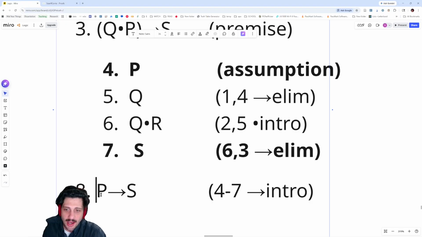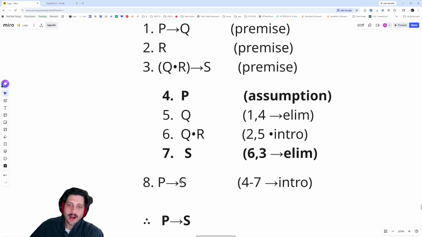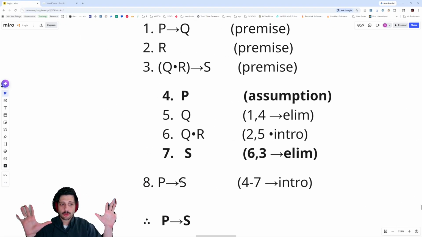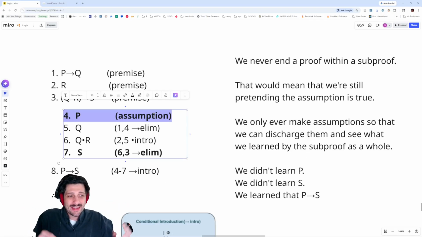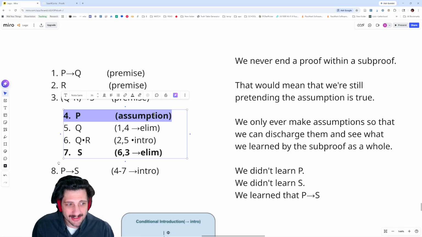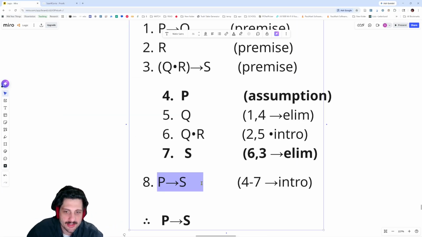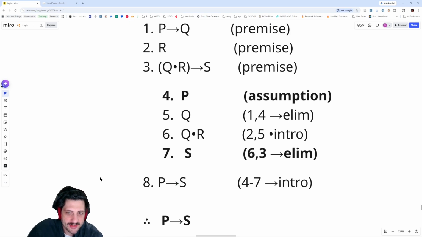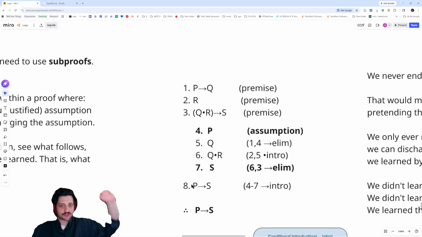So the idea is, after the proof is over, I don't believe P is true. I don't believe S is true. But what I believe is that P would lead to S. And that's all that we mean by this conditional. So the point of a subproof is to allow us to temporarily assume something and show what that would lead to, so that we can take a step outside of the story and show, okay, here's the moral of all of that. If you were to say this thing, here's what would have to follow as a result.